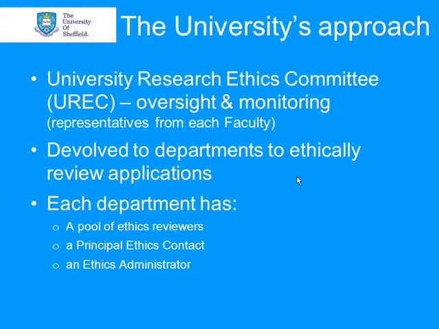Some universities take a very centralised approach where right in the heart of the university there's one big committee or several big committees that look at research projects from all different faculties. But in our university, which is one of a handful, we devolve this responsibility through to individual departments, for reasons that we'll come to in just a moment. Each department, in order to do that, has to have a pool of ethics reviewers that are appropriately trained and have relevant expertise. And the organisation is done through a principal ethics contact and, in most cases, an ethics administrator.